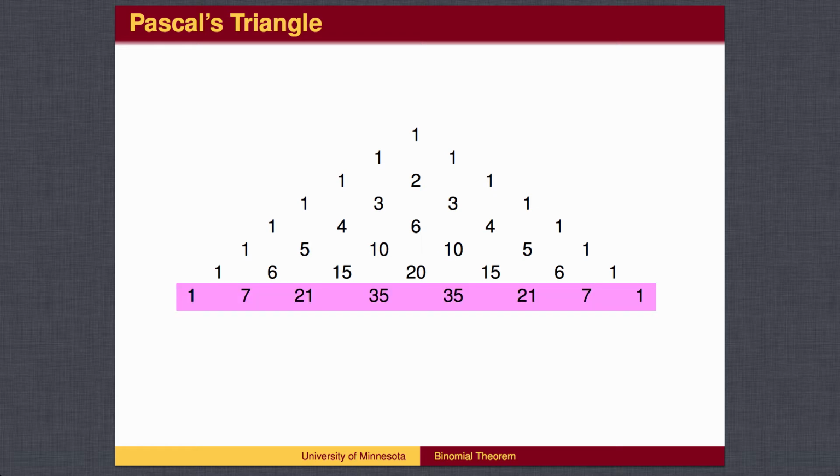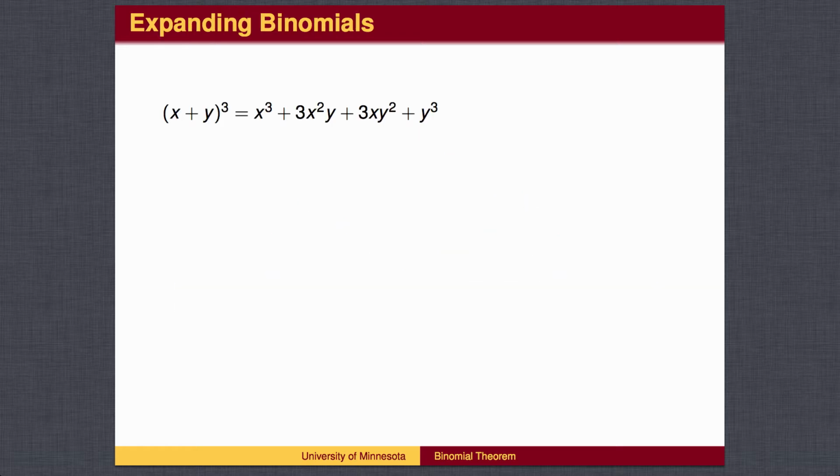Here is the 7th row. Let's show why the recursion in Pascal's triangle works for expanding binomials. Starting with the expansion for x plus y to the third, let's find x plus y to the fourth. We multiply x plus y to the third by x plus y.